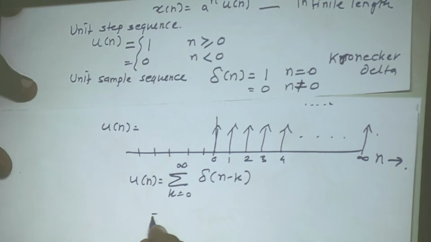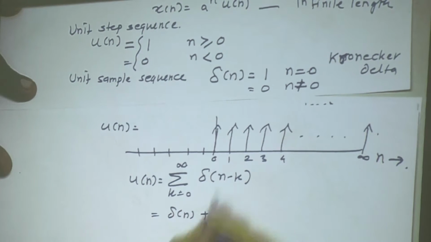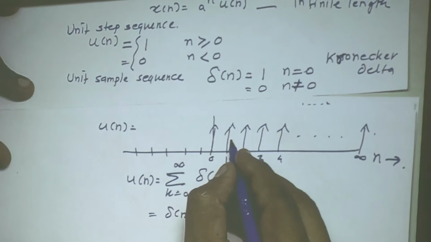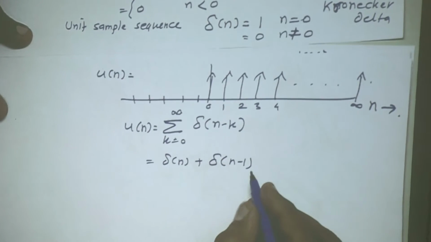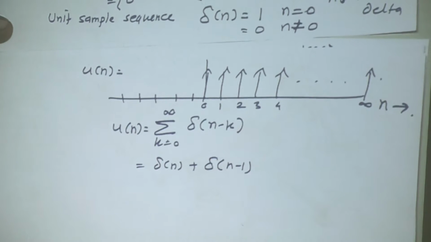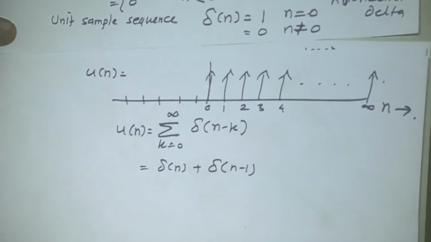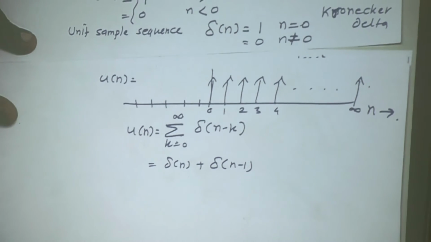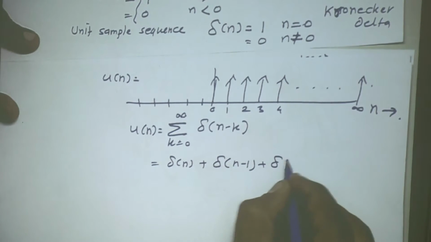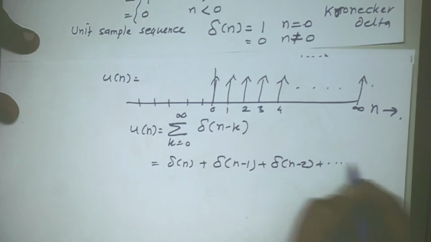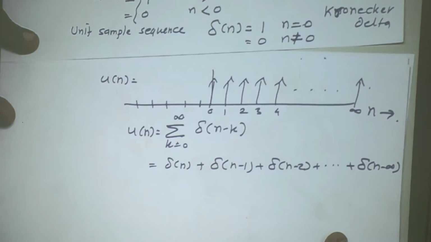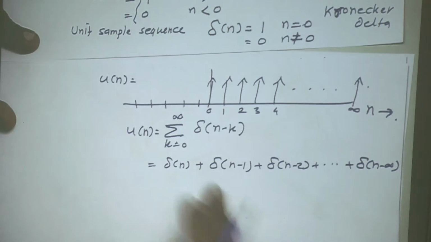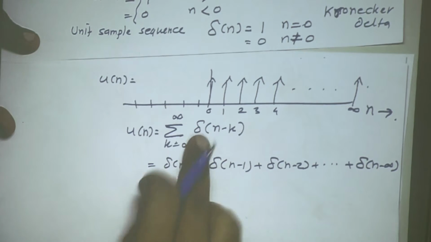I write this first sample as delta[n]. What is the second sample value? It is delta[n minus 1]. What will delta[n minus 1] be? It is equal to 1 for n minus 1 equal to 0. It means it is equal to 1 for n equal to 1. Plus delta[n minus 2] plus and so on, plus delta[n minus infinity]. Alright. So I can write it in short form like this.